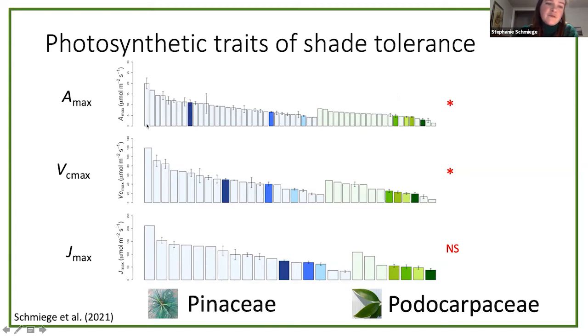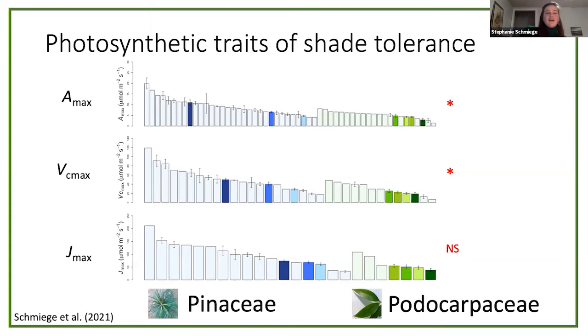And the same thing for maximum rubisco carboxylation. And we see the same trend in electron transport, even though we didn't see an actual significant difference there. I suspect that has to do with the fact that we don't have as many values here for this measurement. For whatever reason, it's not as commonly reported in the literature.